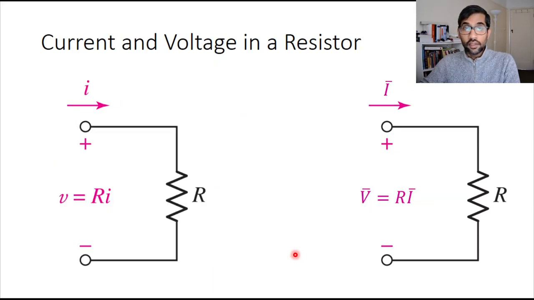Another way of saying it is that this equation that we already know, the Ohm's law, is the same when you are writing it for phasors. When you have your voltage and your currents as phasors, you can use the Ohm's law there as well.